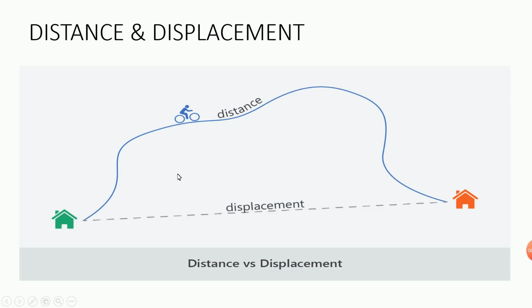Now see the example. See here, there is a house and there is another house. A person goes from this green house to the orange house. The path he is taking is the blue line. Here he goes like this. You can even draw any curve. The total line or the total distance he has traveled is known as distance. So the length of the blue line is distance. But displacement is just the shortest straight line between the two objects.